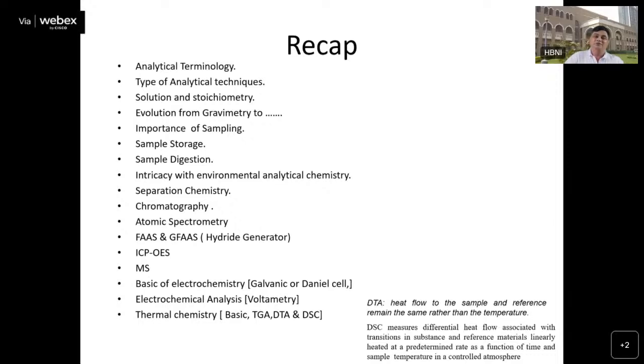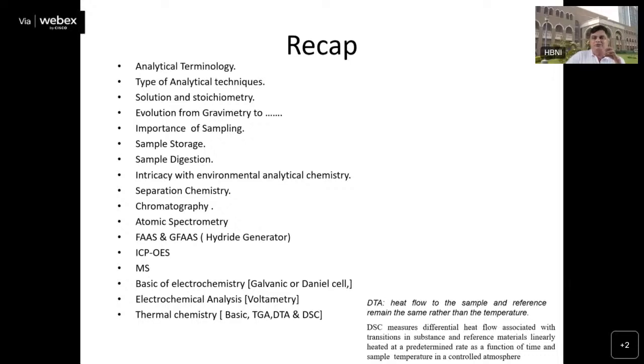Then we discussed separation chemistry: solvent extraction, ion exchange, and then chromatography. See, in the case of solvent extraction, I have given the example where you want to do the analysis of iron and aluminum in a uranium matrix.